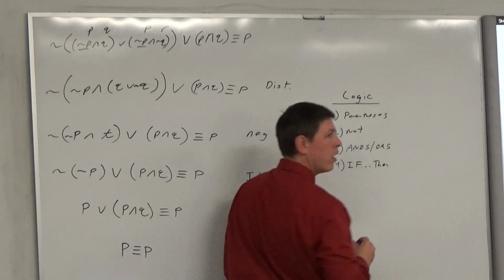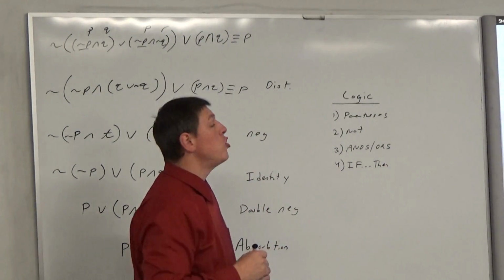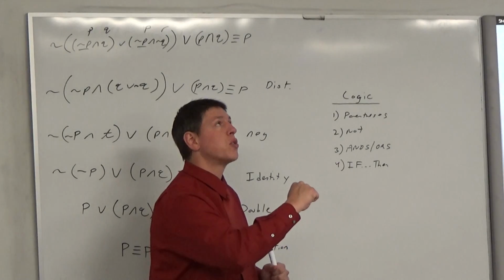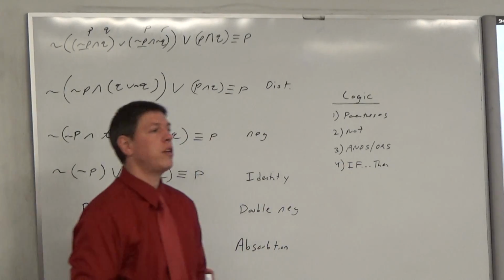Is there a precedence between the ands and the ors? No, you just go from left to right. It's sort of like addition, subtraction, multiplication, division. That's a good question, yeah.